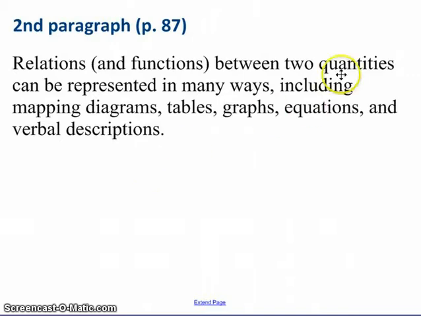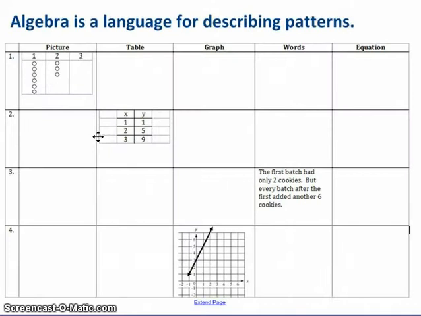Relations and functions between two quantities can be represented in many ways, including, well, here we come back to that word mapping, referring to mapping diagrams, and then these other ideas. Well, we've talked already about mapping diagrams. Tables, graphs, equations, and verbal descriptions. I hope these are familiar to you from one of the very first days we met. There's that list I gave you.